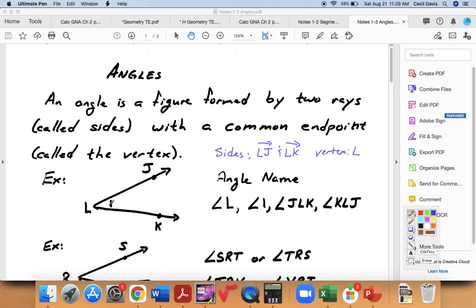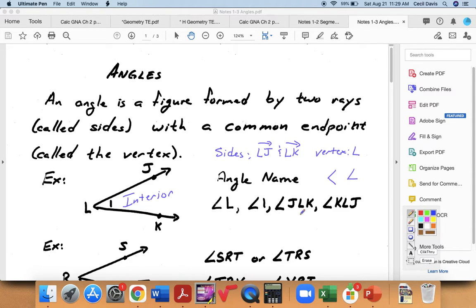Sometimes there will also be a number here inside of the angle. This part of the angle is called the interior, the part between the two sides. So if there's a number in the interior, we can also name it that way. This symbol is the symbol for angle. It's not a less than symbol. A less than symbol looks like this. An angle symbol looks like that. One of the parts is horizontal. So angle 1.